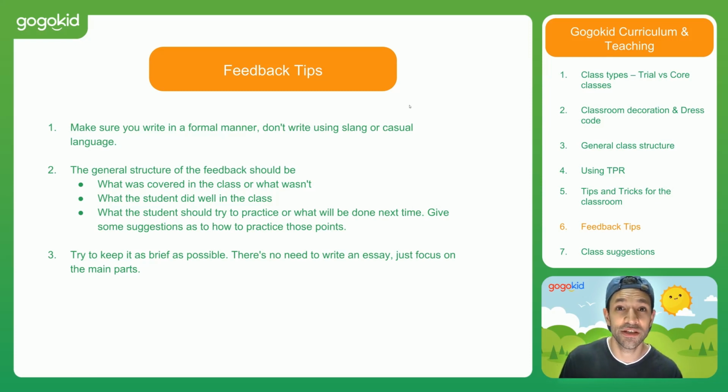The second of which is the general structure of your feedback. Try to write it like this. Start with what was covered, then talk about what the student did well with, and then talk about what the student should try to focus on or practice, and how they can go about doing that. The parents will be very appreciative if you can tell them how their child can improve, okay?